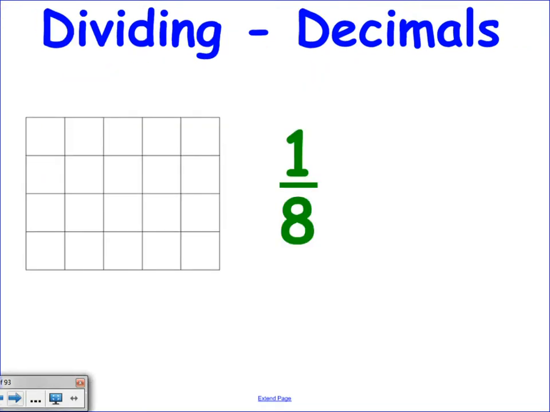8 really doesn't go into 10 very well, does it? Or even 100 if we wanted to upscale it a bit more. So there's only one way to do this. What do I need to do here? What does that say to me? Mathematically, what do I need to do with the 1 and the 8? Divide. I'm going to divide them. So what am I dividing by what? 1 is being divided by 8. That's what that statement means mathematically. I've got 1 and I'm going to divide it by 8.